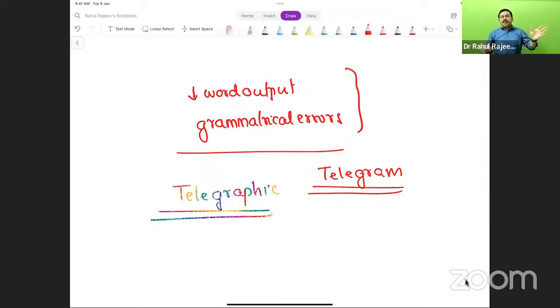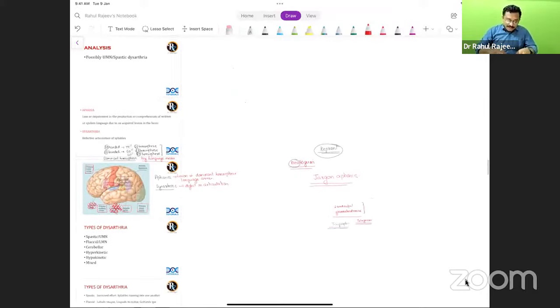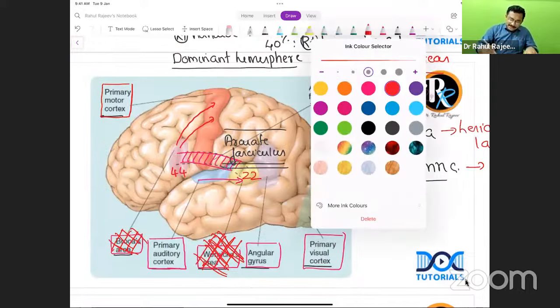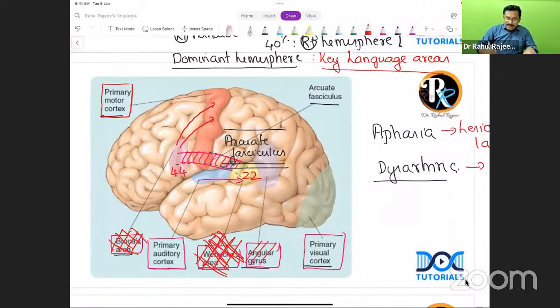So remember the old movies where the hero gets a telegram where it's written, "Father died, come immediately." Instead of writing, "Your father has expired yesterday morning." So it'll be just, "Father died, come immediately." So this is known as a telegraphic speech. Like in a telegram, you're not following the strict grammar, but that is called a telegraphic speech, which happens in a Broca's aphasia.